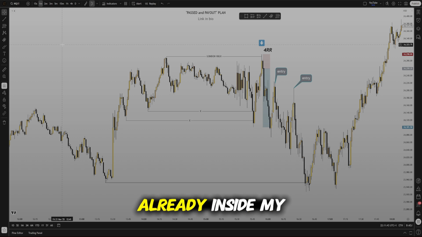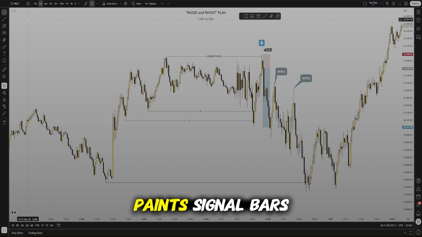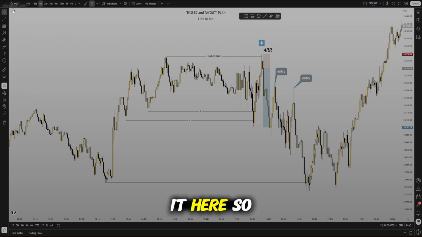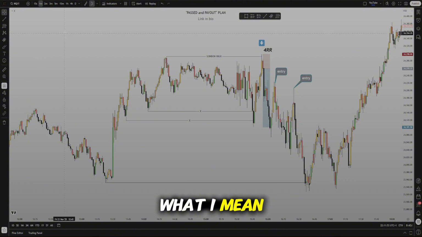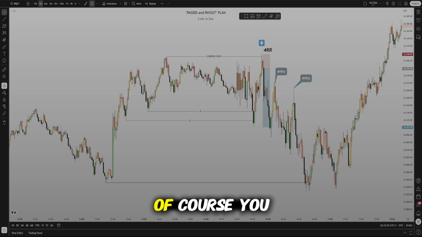And if you're already inside my course, you know that you can add our tool, the indicator that paints signal bars. Let me add it here so you can see what I mean. These colored candles are potential entry signals. Of course, you don't take every single one. You always need context. And here the context is very clear. Nasdaq is bearish, the trend is down. The London high was taken out but couldn't be broken. And then we got this clean signal candle. That's why this short entry makes sense.